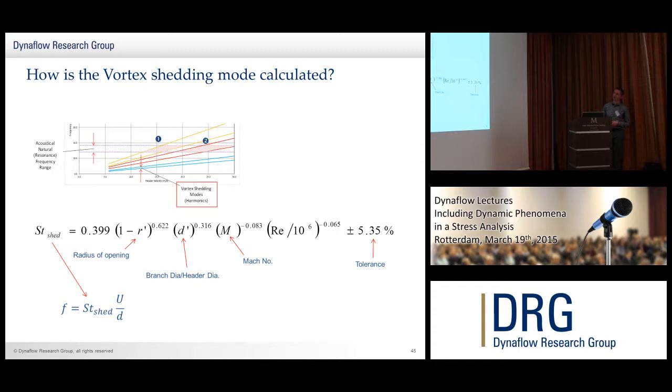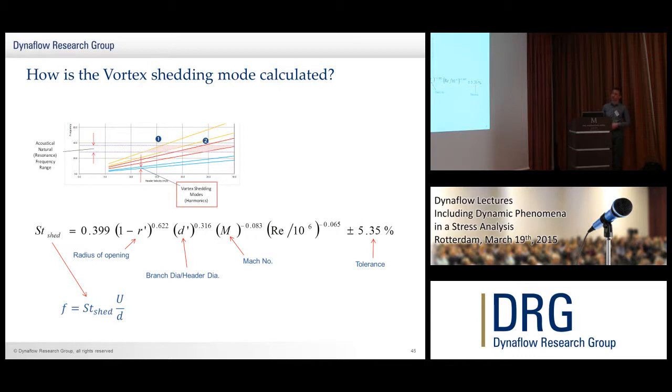Based on experimental data, this formula was produced. This is the radius of the opening, the dead end branch to header diameter ratio, the Mach number of the flow in the header, and the Reynolds number, and then a tolerance that was added to it, which explains why you get two lines. One is the plus tolerance, and one is the negative tolerance.